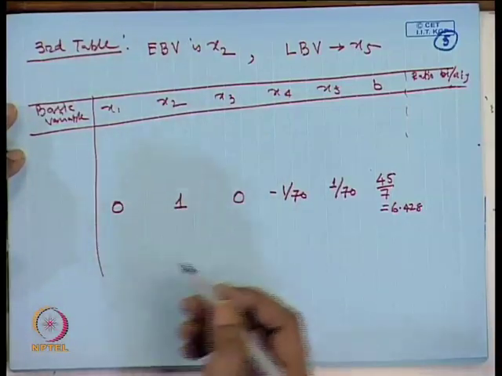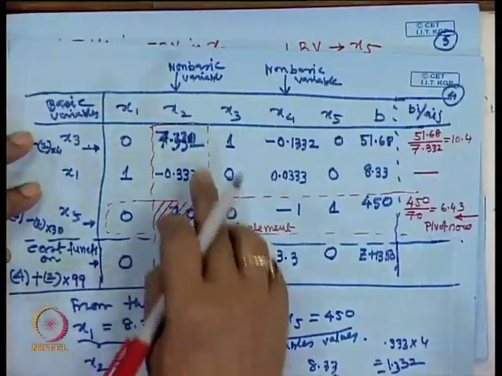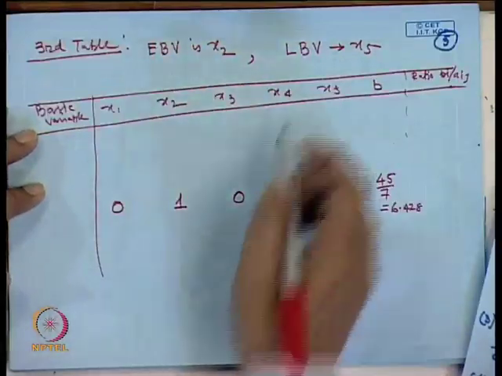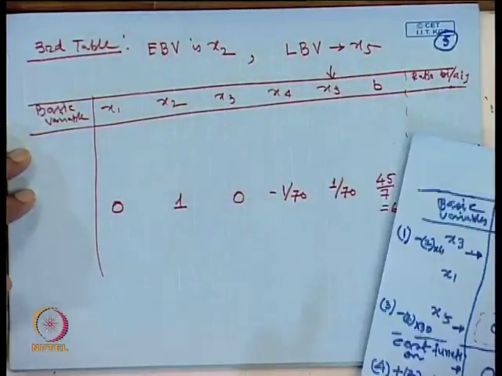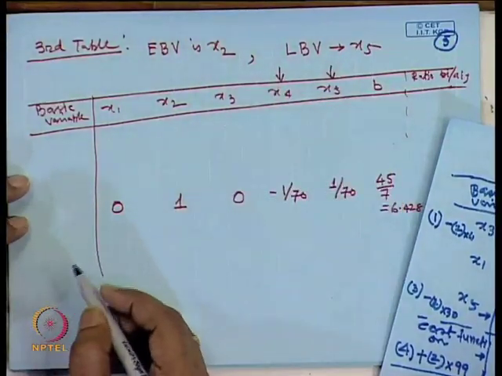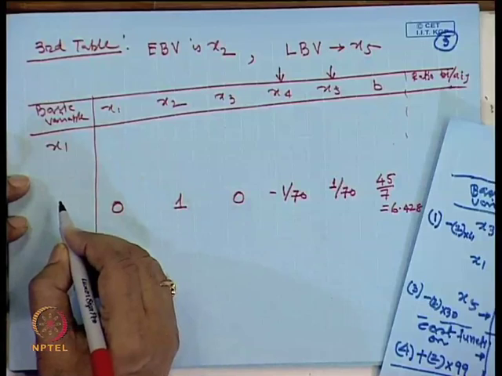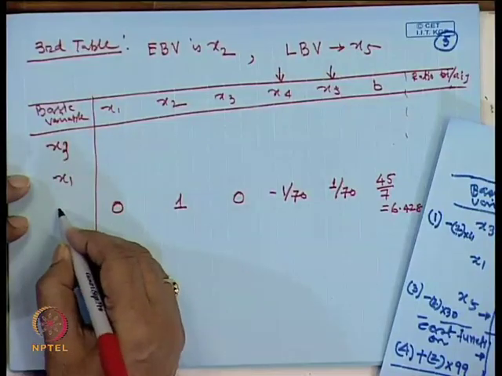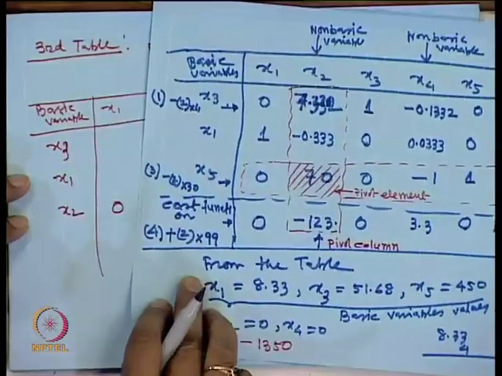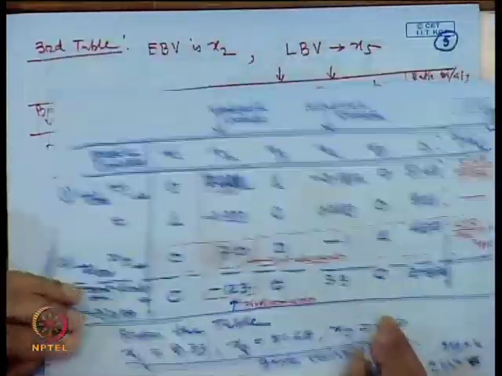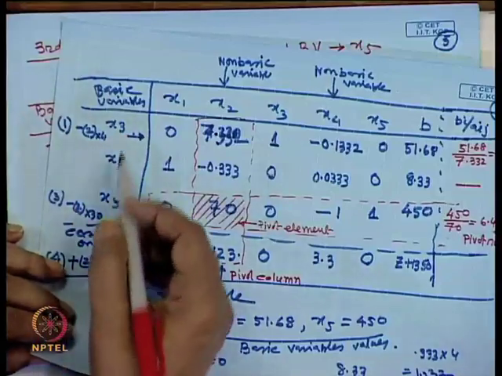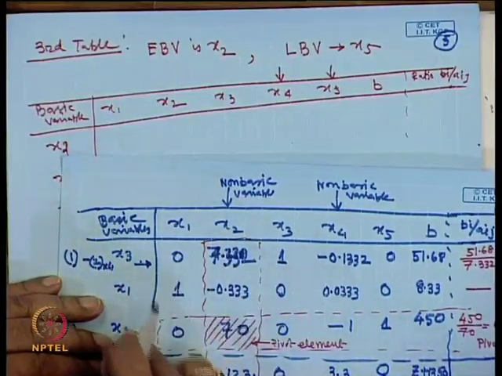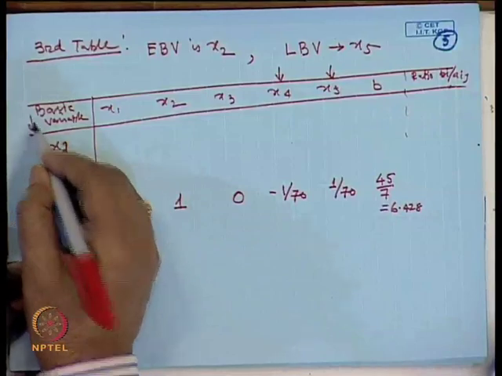So, which ones have we identified as non-basic variables? Our non-basic variables are x 4 and x 5. x 5 is going as a non-basic variable. So, x 5 and x 4 are the non-basic variables, agree? And our basic variables are x 3, x 1 and x 2. If you see, x 3 was there, then x 1, and x 2 is entering as a basic variable. So, I have written x 2.